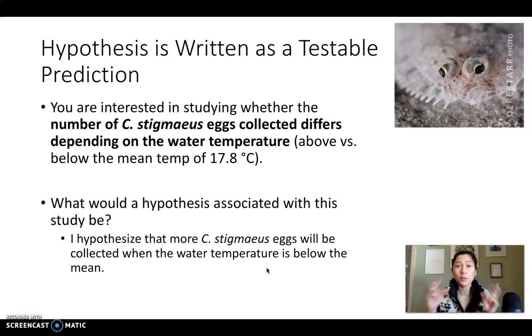So you're basically picking a side, so to speak, of what you think is going to happen, and then when you gather your data and analyze it, you can determine whether that hypothesis is correct or not. So when you're writing a hypothesis, it needs to be written as this testable prediction.